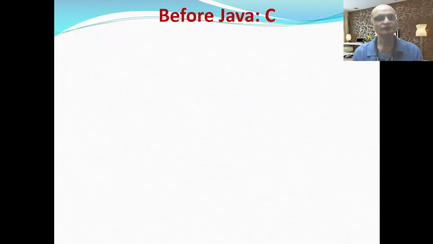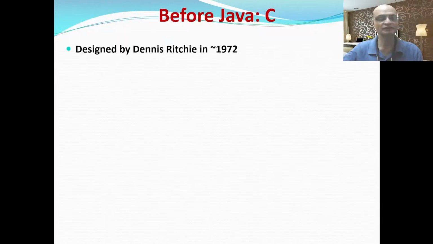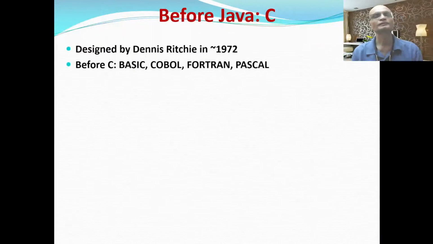So now when we talk about Java, the first important language that plays a role and still plays a role is the C language, which was basically given by Dennis Ritchie in roughly around the 1972-1973 time frame. Before C, there used to be programming languages like BASIC, COBOL, Fortran, Pascal. Fortran still plays an important role when it comes to scientific computing.